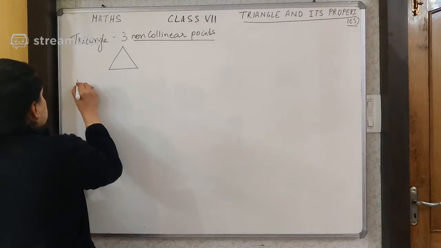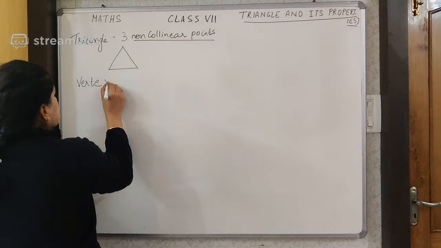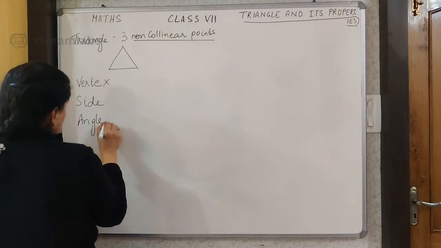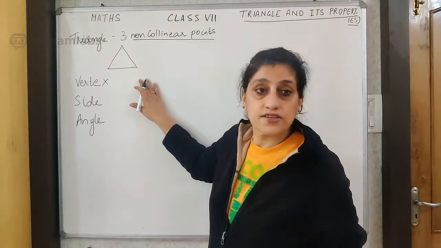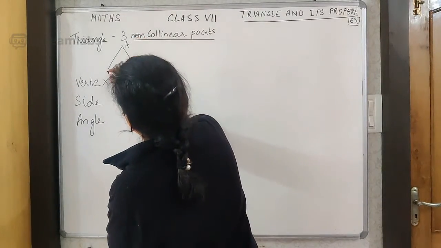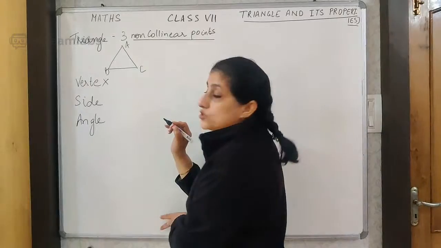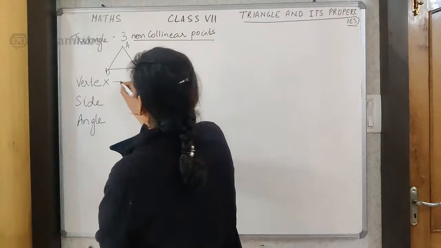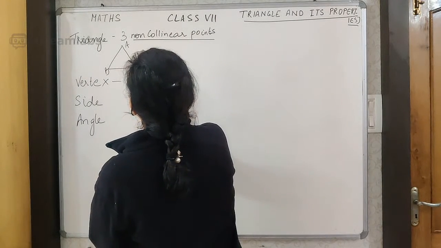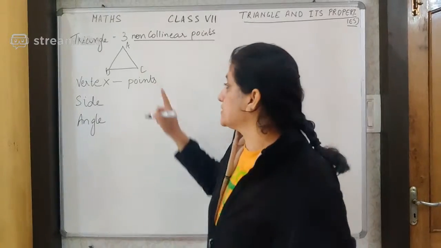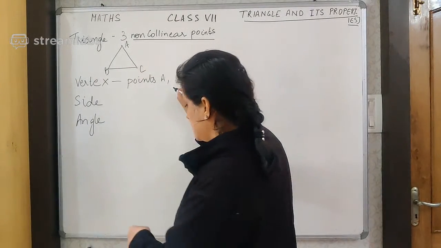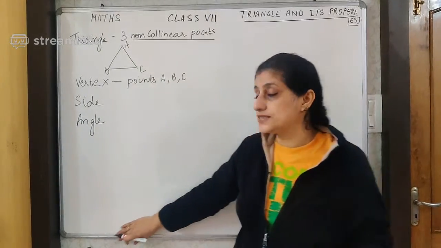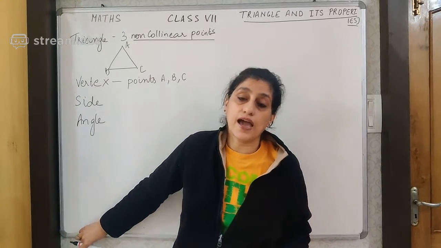First of all, vertex. We will be discussing vertex, side and angle first. If I have this triangle and let me name it A, B, C. So the vertex refers to the 3 points which make up the triangle. So what are the vertex? Vertex are the points. A triangle has 3 vertex, and the plural word is vertices. The 3 vertex are A, B and C.